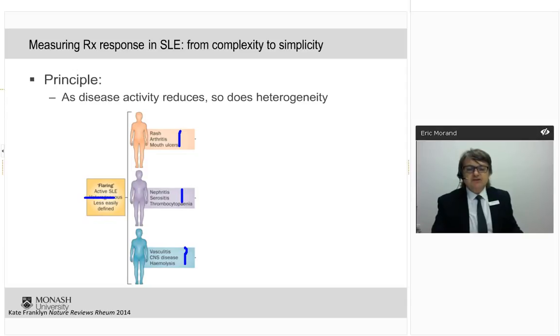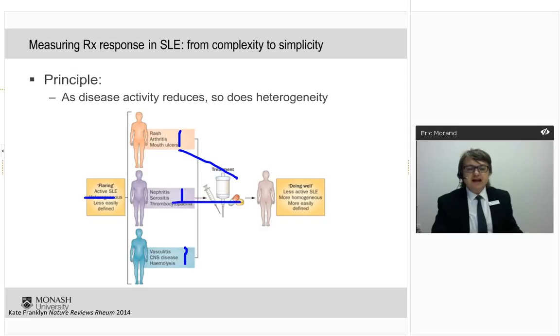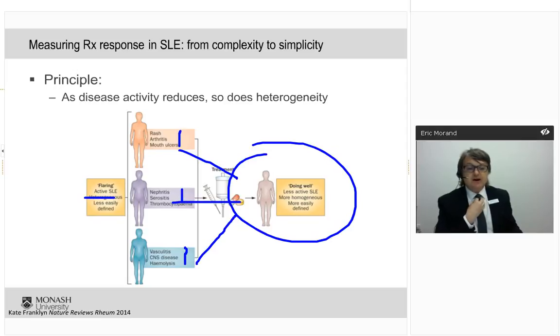And these three patients look very different to each other when their disease is active, and this has made it very hard to measure. But the new idea here is that as patients' disease activity lowers, they actually become more similar to each other. The heterogeneity or variability decreases as the treatment works. And so a patient who is doing okay can actually be identified relatively simply.